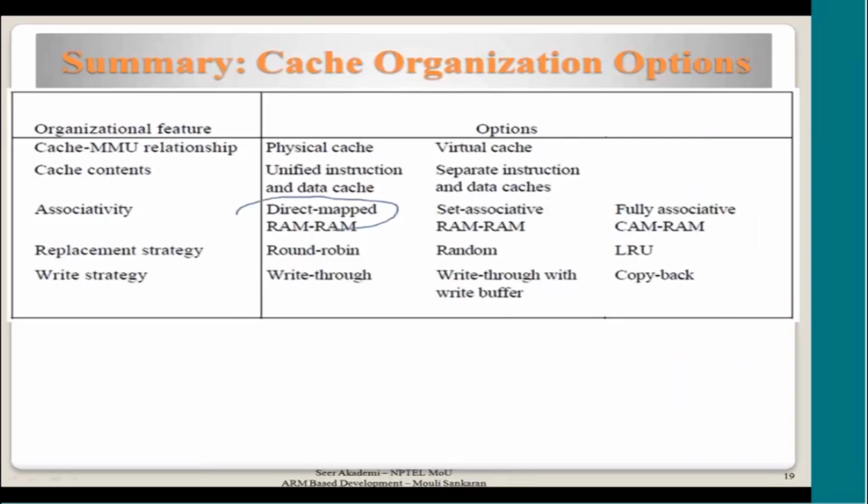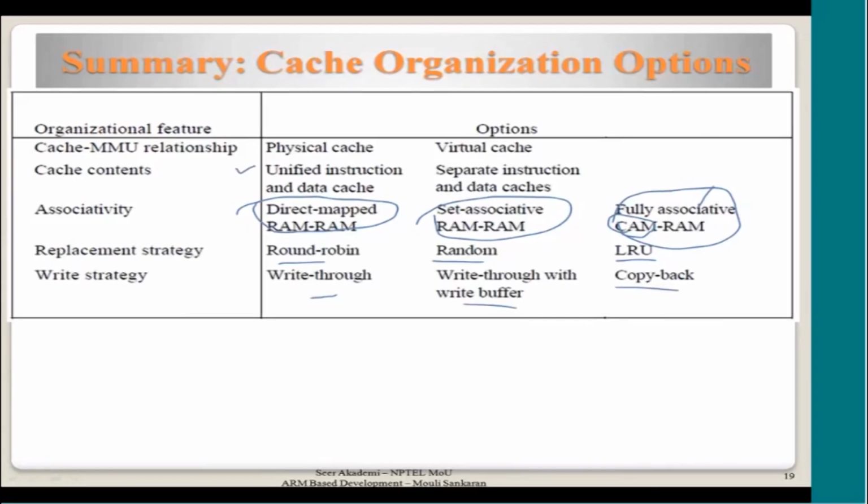You know direct map by now. Okay, set associative and fully associative. Accessing the cache with fully associative mapping is CAM, content based addressing, so content addressable memory. And the replacement policy can be round robin or random or LRU. LRU is what? Least recently used. You know the write policy now, okay? Doesn't it look very familiar?